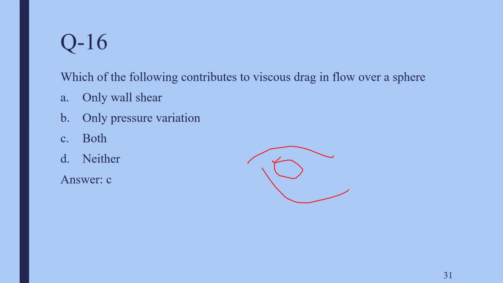So for the flow over a sphere, both the wall shear and the pressure distribution play a role, so both option A and option B are right. Which of the following contributes to viscous drag? Wall shear and the pressure variation both play an important role. So option C is the right answer.